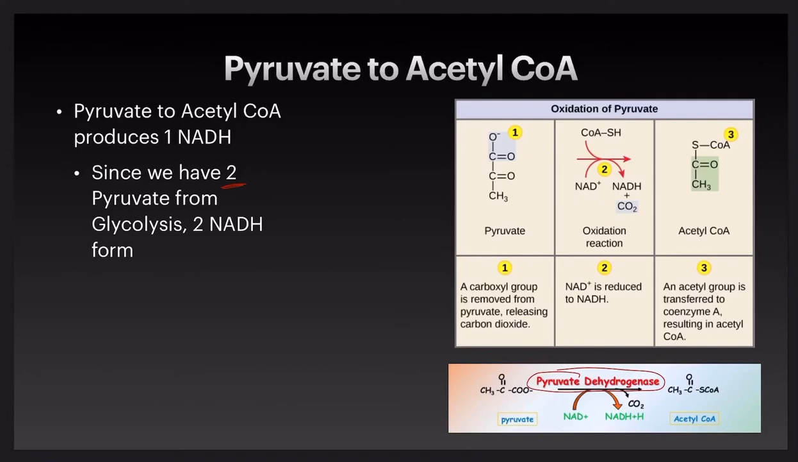So a carboxyl group is removed from pyruvate, releasing carbon dioxide here. NAD is reduced to NADH, and CO2 is also released. And the acetyl group is transferred to coenzyme A, resulting in acetyl CoA. And since we have 2 pyruvates, this is going to happen twice, giving us 2 NADHs.